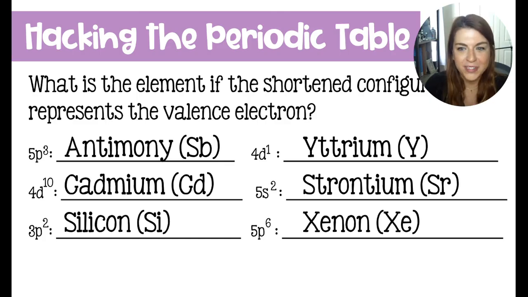Yttrium, which is a crazy element, is number 39. Again, it is in the fifth period, so that is going to correspond to 4D because of the D shift, and it is the first element in the D block for that period, so that is why it is 4D1.